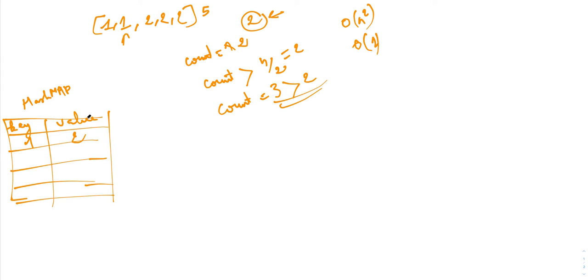Then 2. 2 doesn't exist in the hash map, so I'm going to create it and set its value to 1. Increment again, 2. It already exists, so we're going to increment it to 2. Again 2, we're going to increment it to 3.